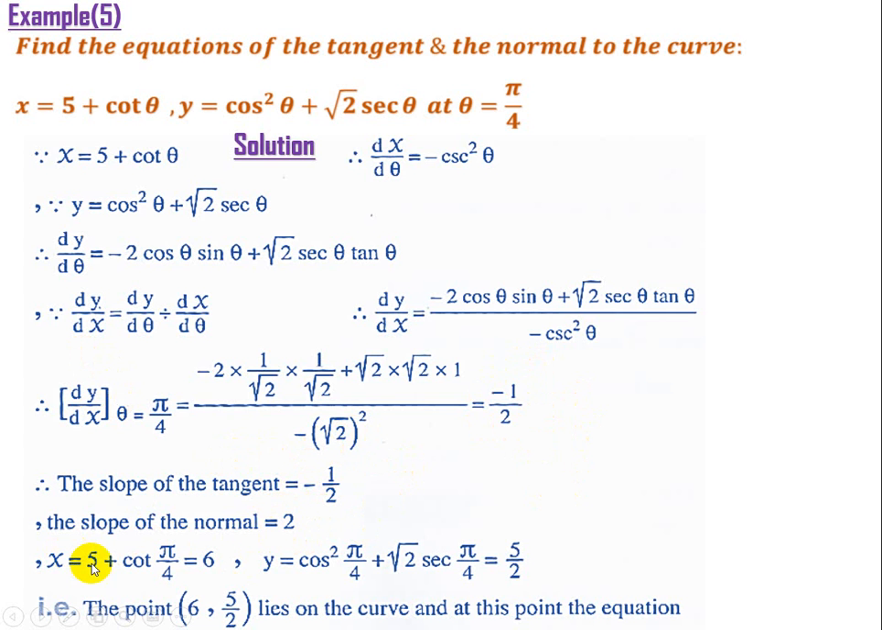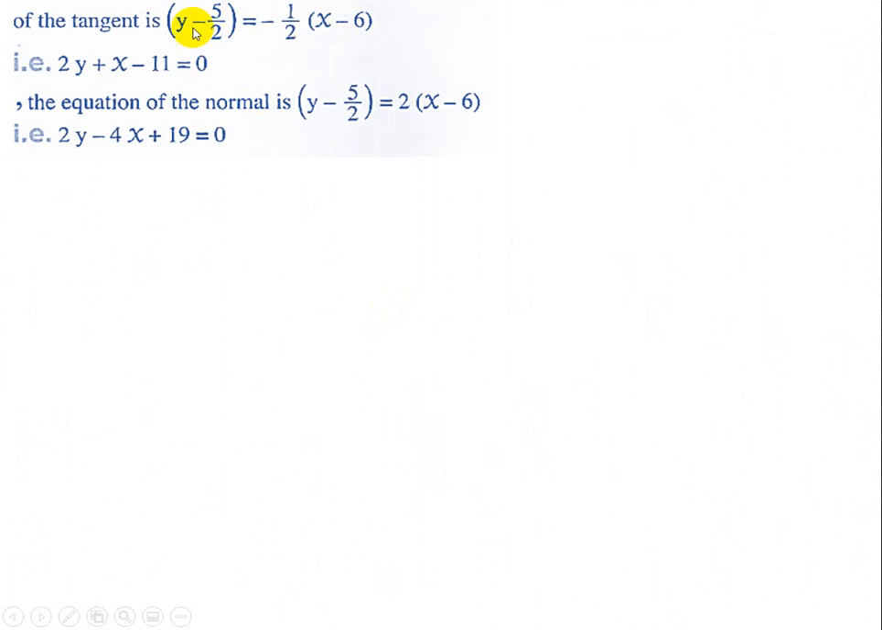So x from here, 5 plus cosine pi over 4, will be 6. Y equals cosine squared pi over 4 plus root 2 sec pi over 4, equals 5 over 2. So the point (6, 5 over 2) lies on the curve, and at this point the equation is y minus 5 over 2 equals negative half times (x minus 6). This is the equation of the tangent. In the simplest form, it's 2y plus x minus 11 equals 0.